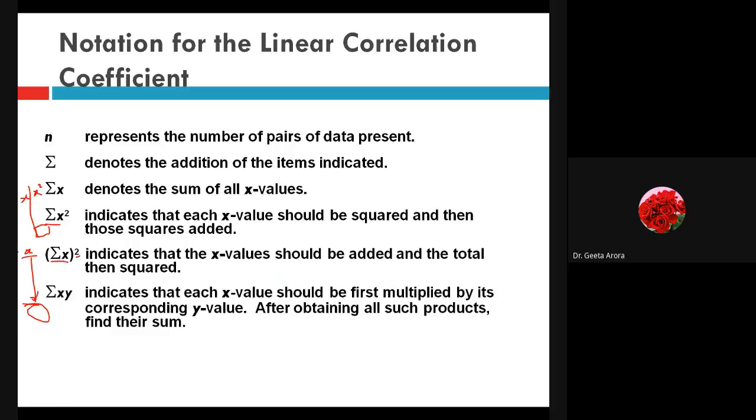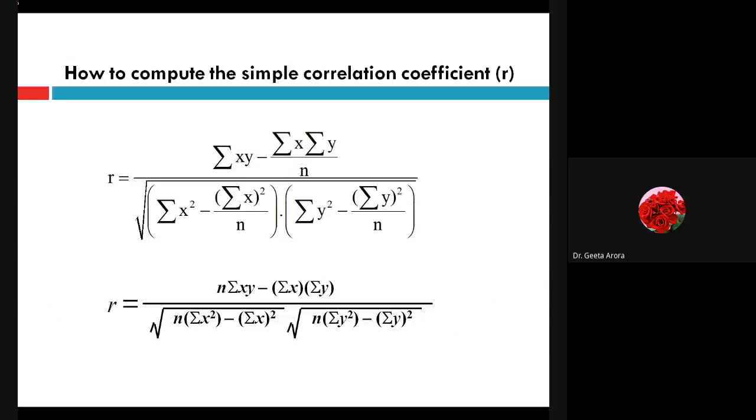Next, summation xy: we have two sets of data values, x and y. We find their products and then their sum. And as we know, r represents the linear correlation coefficient for a sample. So this is the formula that you have to note down to work with the correlation coefficient. Both formulas that are coming on your screen are the same.